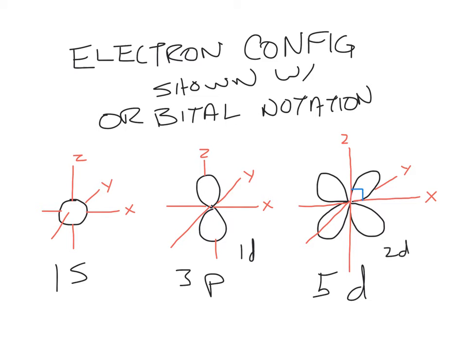Within each of these orbitals, they can hold 2 electrons. Electrons being a moving electric charge, they generate a magnetic field. So when you put 2 electrons into the same orbital, they're going to have to occupy opposite magnetic states, kind of like north and south pole. So that limits us to 2 electrons for each of these orbitals.